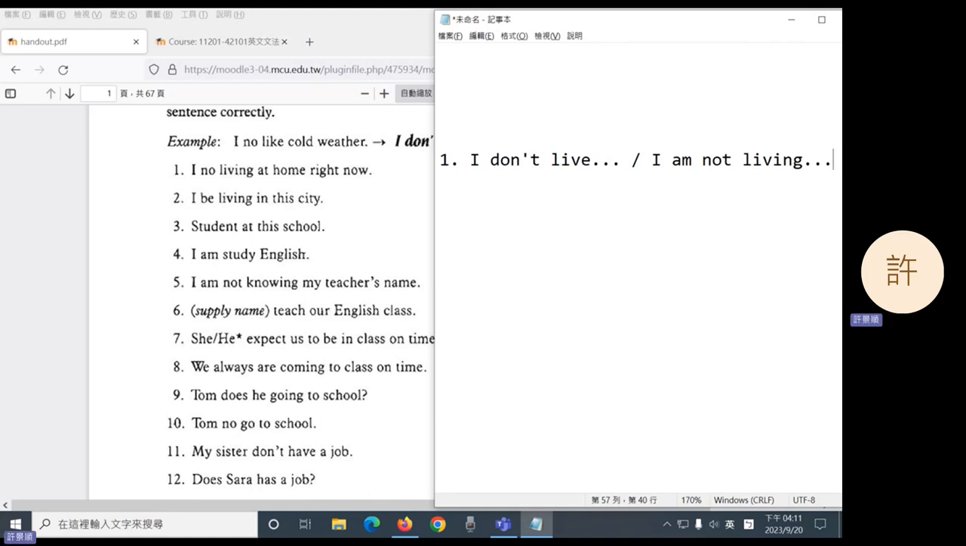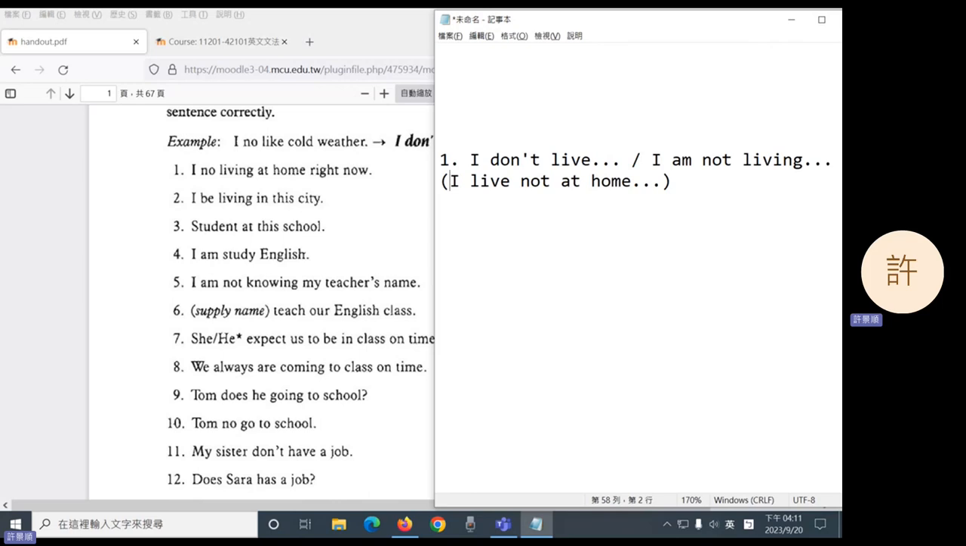Okay, there are other possible answers, but they're not very common. For example, if you're from the 16th century, you can say, "I live not at home right now." But that's not very common. So what is the difference between the first answer and the second answer? "I don't live" and "I am not living." Grammar decides your context. 文法定义你的脉络.